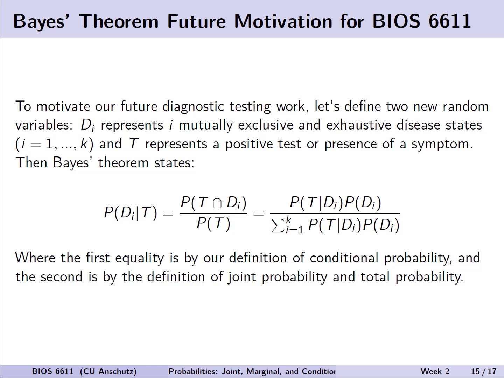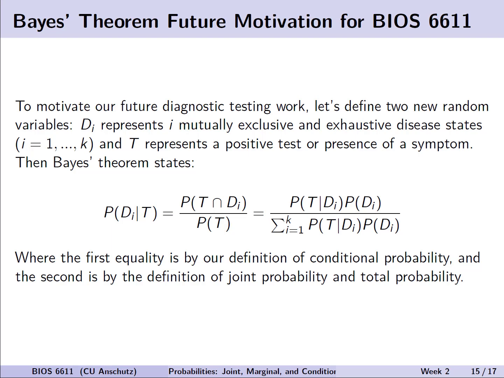However, there are a lot of really interesting applications, and the one that we're really going to see most in depth in 611 in a few weeks is the diagnostic testing framework. Just to help motivate that and get you excited for this, let's define two new random variables, where d sub i represents i mutually exclusive and exhaustive disease states that we might be trying to test for, where i could be 2, or it could be any number of them. And we'll say t represents some test or a presence of a symptom.